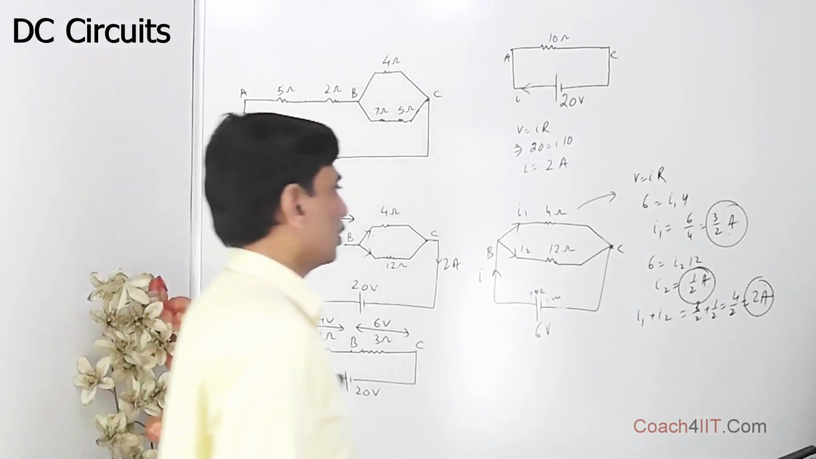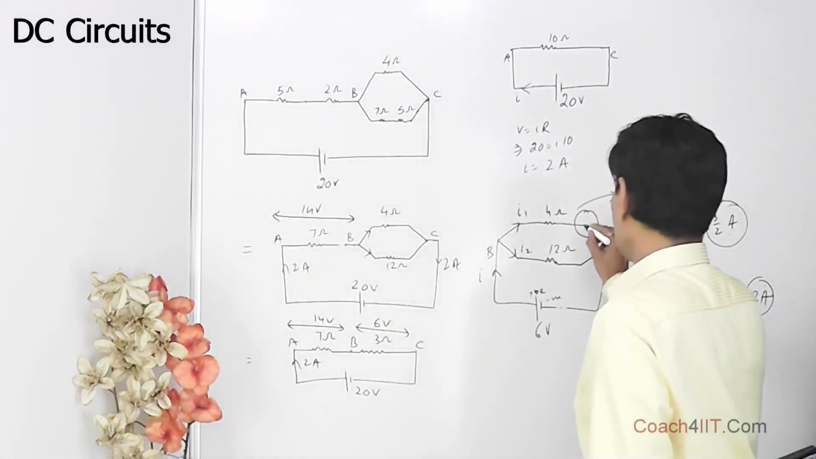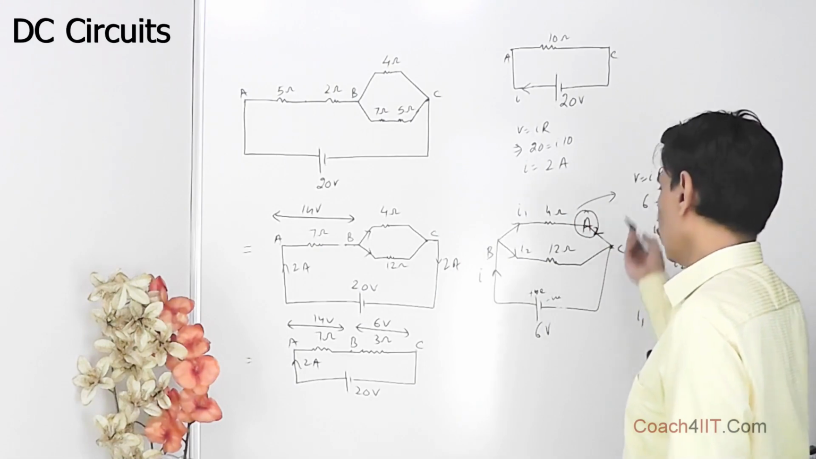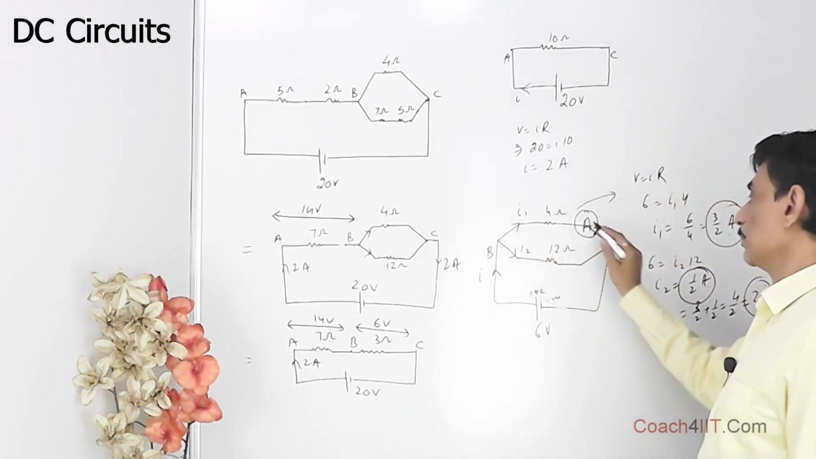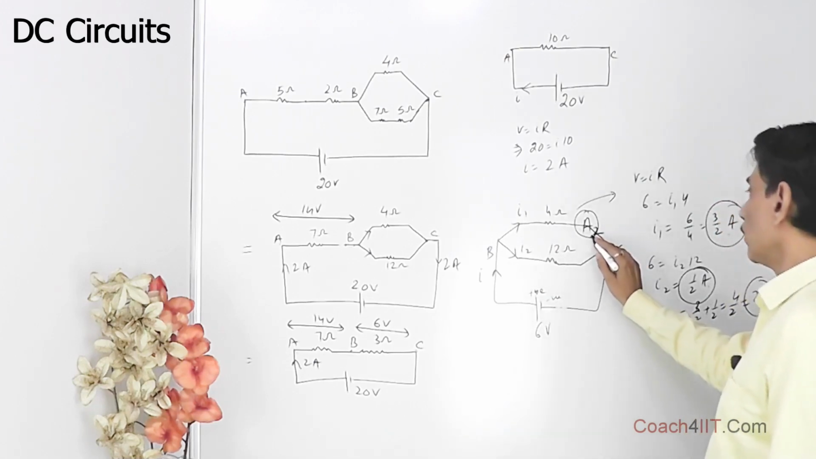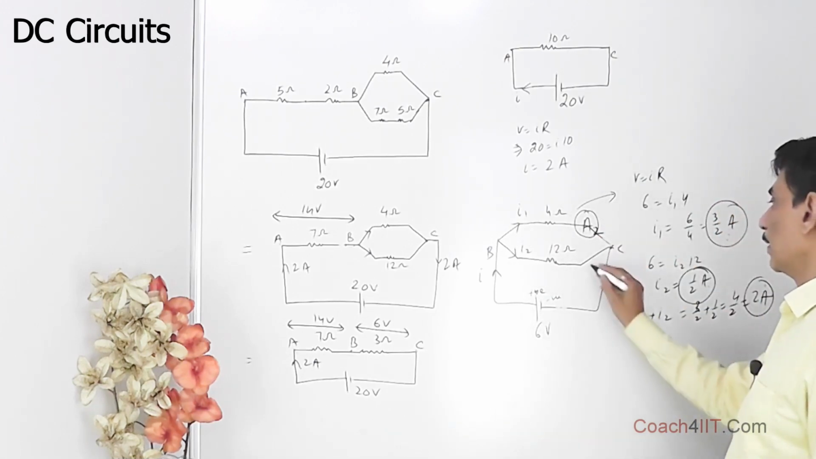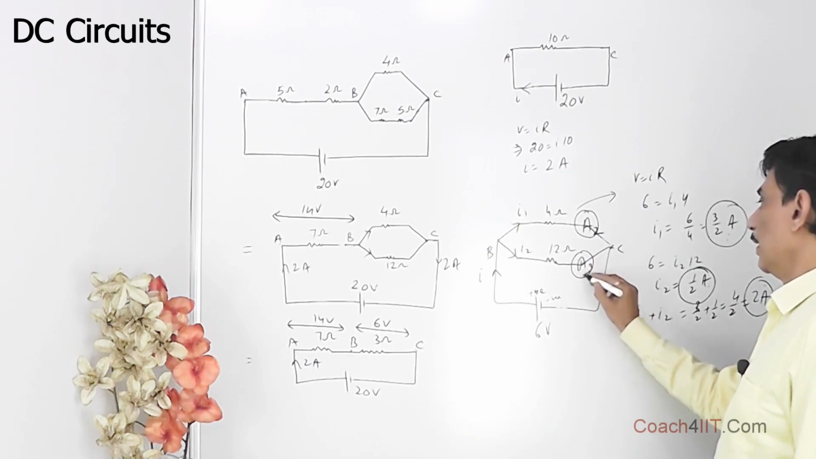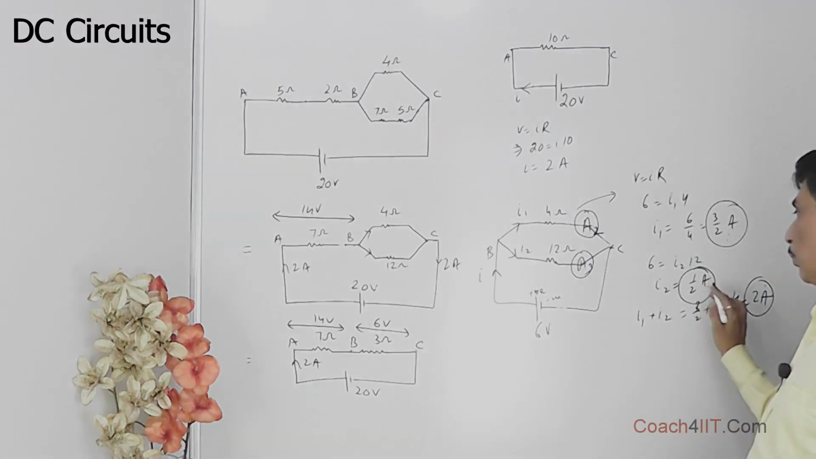So if we put an ammeter, a second ammeter, to measure the current flowing through this arm, the 4 ohm resistor, we'll get the reading of A2, that is ammeter 2, as 3 by 2 ampere, and if we put an ammeter over here, A3 will show a reading of 1 by 2 ampere.